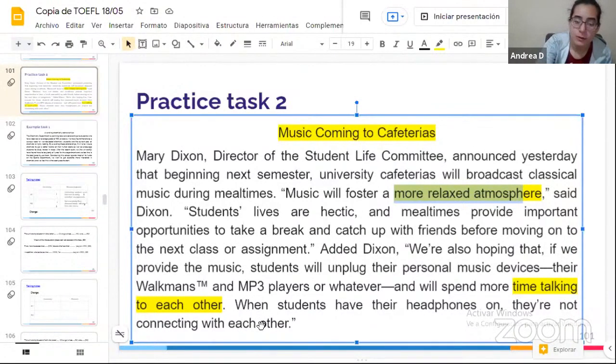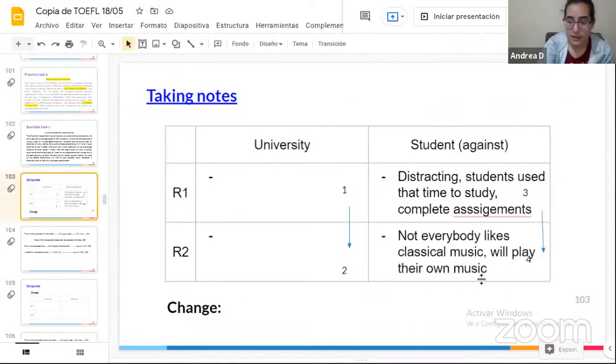The same goes with this one, right? The university is like, we want the students to connect with each other. And the student is like, yeah, but we don't like classical music, so we're not going to connect with each other. We're instead going to play our own music. And so your goal is basically not going to be achieved. So you want to show that you understand that connection in your response. We're going to see how to do that. I'm going to give you some phrases that you can use. But just make sure that you understand that connection, and then in your response, you can connect those ideas. That's perfect, you guys. That's it. You got it.